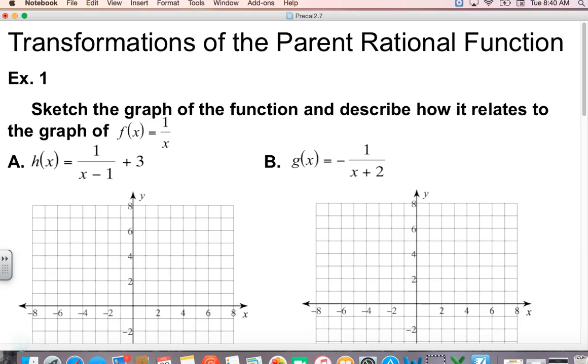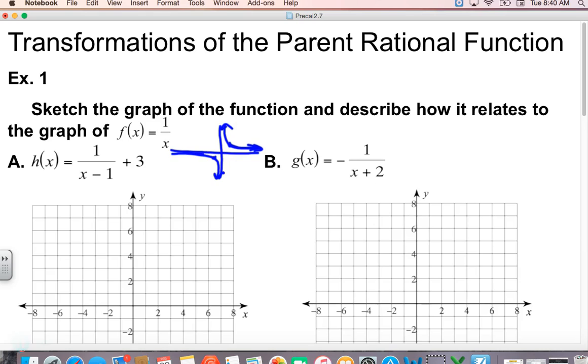So first you have to remember what the parent function of a rational function looks like. And we know that it's going to go through the points (1, 1) and (-1, -1). And it's going to have this shape to it, right? Because when you plug in 2, you get a half, and you plug in 3, you get a third. So as you go further and further to the right, and x is bigger and bigger, it gets smaller and smaller because it's 1 over 10, then 1 over 100, then 1 over 1,000,000. So those numbers get smaller and smaller as x gets bigger.